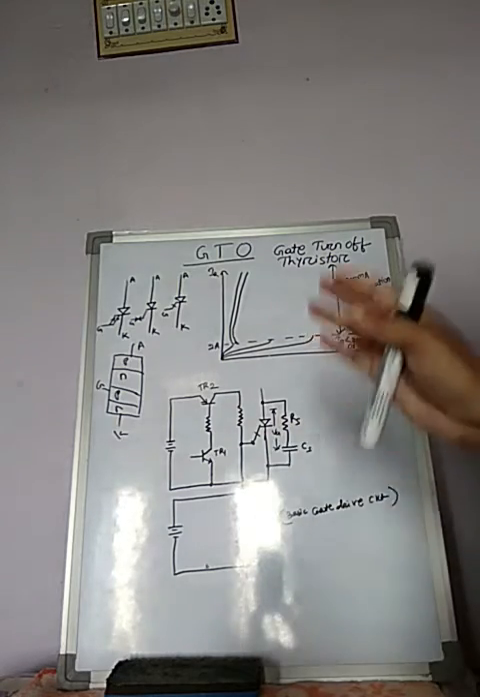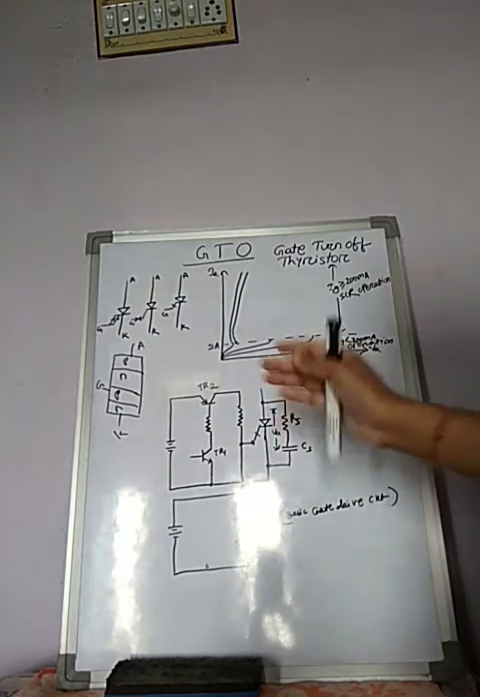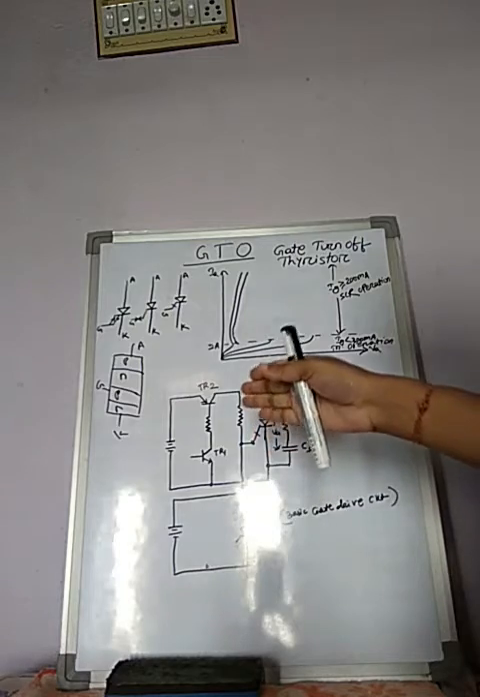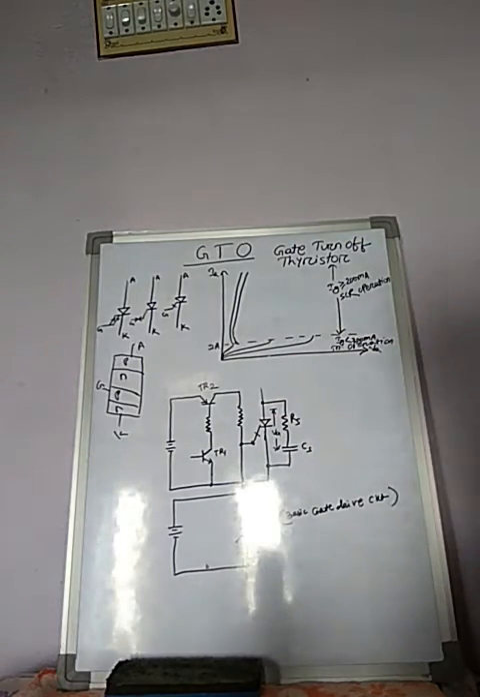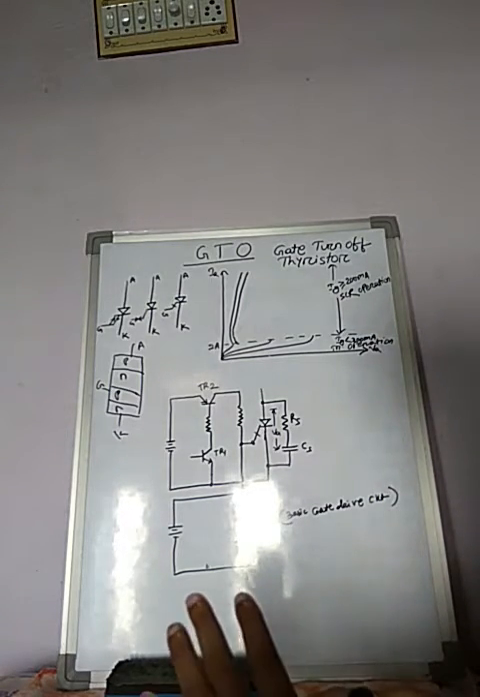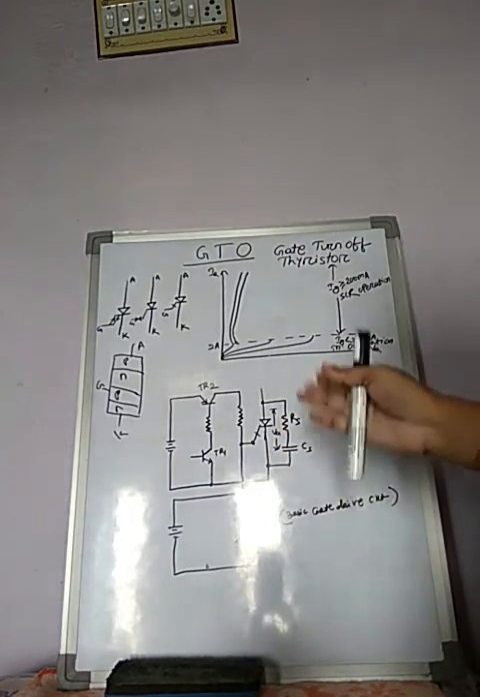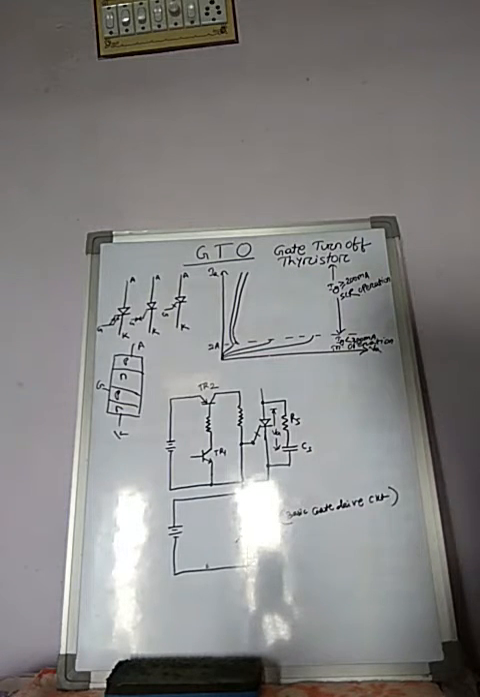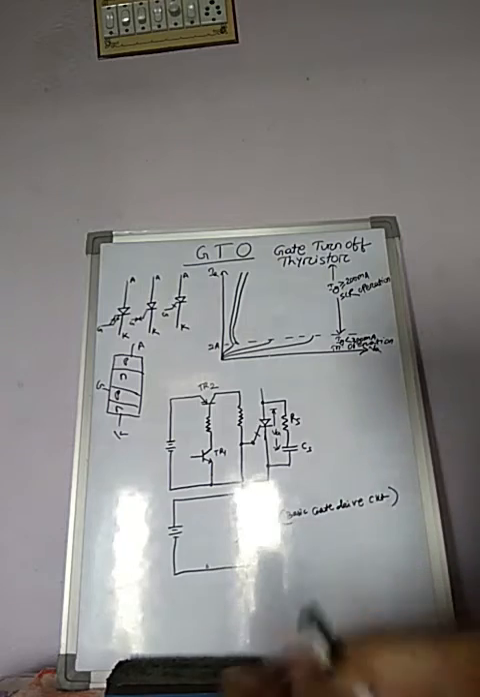Okay, so that's why this type of device can be turned on with the help of a positive gate supply and can be turned off with the help of a negative gate signal. So that's why the inverters which use this type of GTO are mainly compact and the cost is also less.